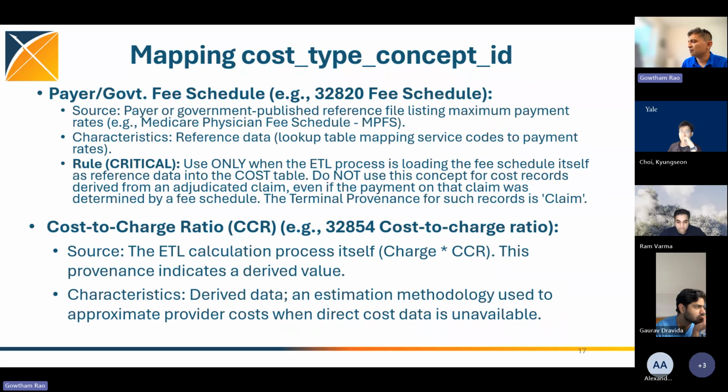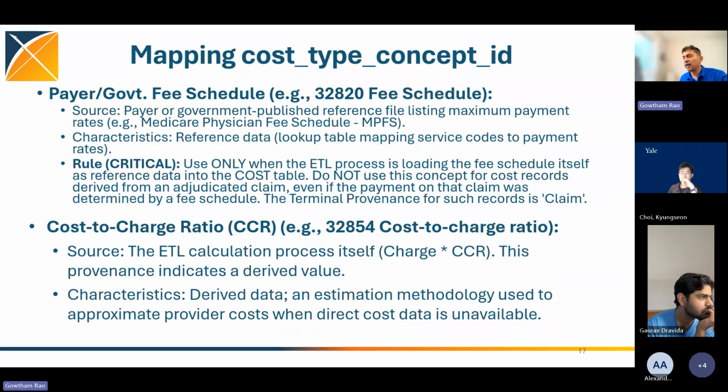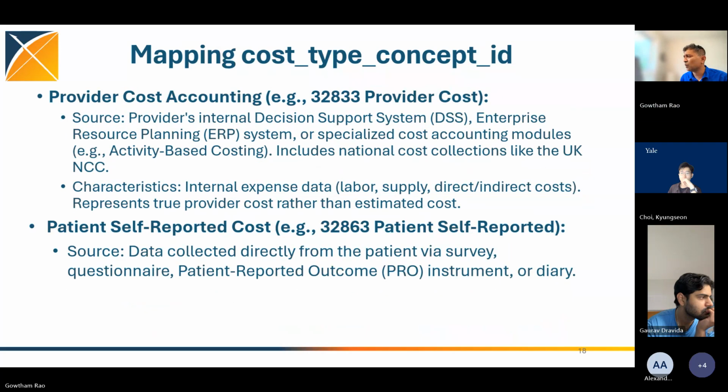Again, we want to make sure that we explicitly say when to use it and when not to use it. Gaurav brought up the idea of the cost to charge ratio, so we have to cover that. Now, provider costing, extremely complex idea, and patient self-reported costs. Those things are also a type concept, and that's a provenance. So patients can report their own costs.